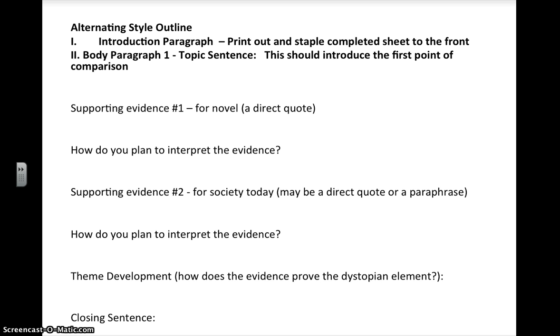So let's look at this first body paragraph filled out, and I'm going to walk you through this. So again, that alternating style, our topic sentence, and my topic sentence for this is the way that Bradbury's characters use technology in his novel are both similar and different to how modern society uses it, and this showcases the dystopian theme of social criticism. So I have that I'm going to talk about similarities and differences when it comes to the point of comparison, technology, and then I have my dystopian theme. All of those things should be in the topic sentence.